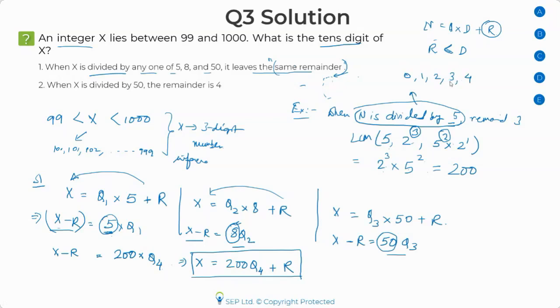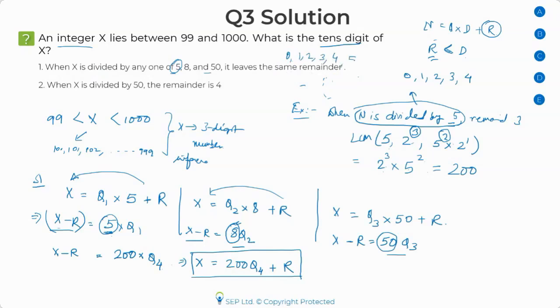That's not possible. I cannot have my remainder as 6. So the remainder is always less than the divisor. So if in the question stem they're telling me that x is divided by 5, 8, and 50, the smallest is 5, right? So I can infer that the remainder, if there is any remainder, can either be 0, 1, 2, 3, or 4. It cannot be anything else.